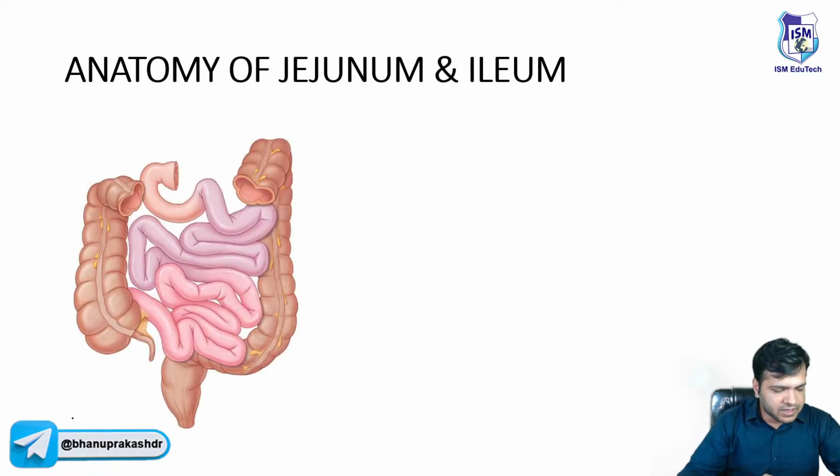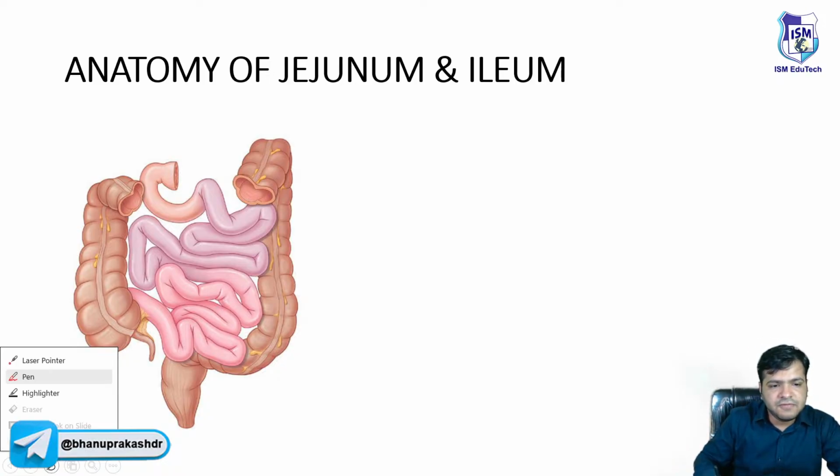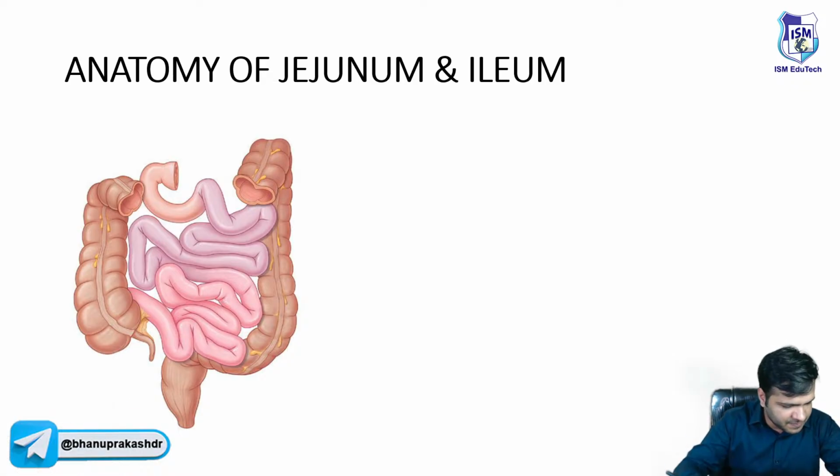Now we are already aware of the fact that the jejunum and ileum are parts of the small intestine. You already know the small intestine consists of three parts. Can anyone tell me the three parts of the small intestine? Yes, this one is the duodenum.